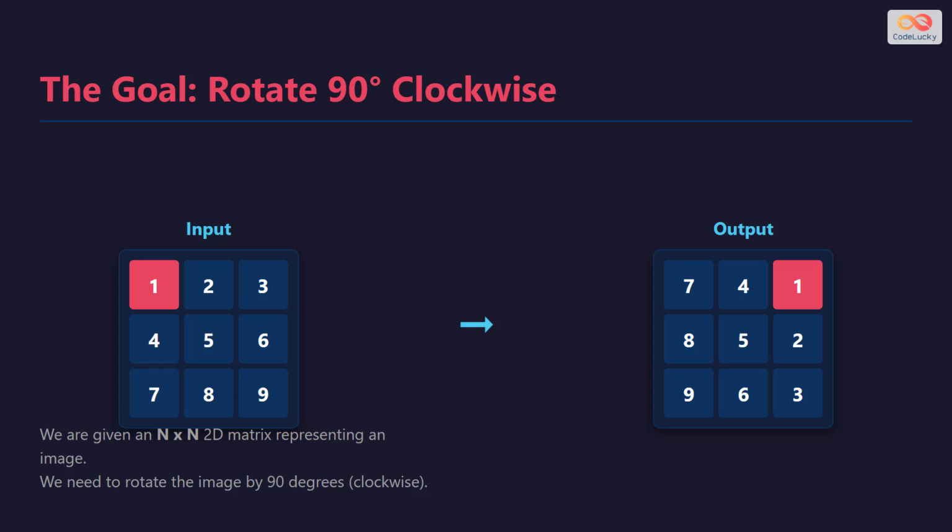Let's first understand the goal. We are given an n by n two-dimensional matrix, which represents an image. Our task is to rotate this image 90 degrees in the clockwise direction. For example, if we look at the input matrix on the left, the top row becomes the last column in the output on the right.